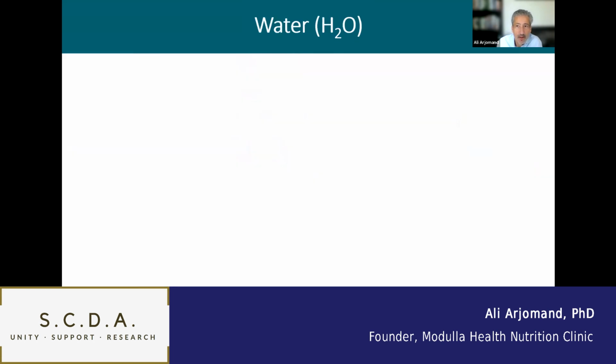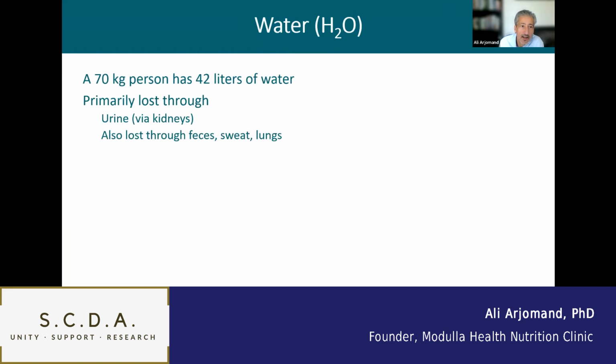So I thought that would be kind of a fun thing to present. So let's talk about water. Right now, we're talking about actual nutrients from the diet. A 70 kilogram person is mostly water, 42 liters of water, and it's primarily lost through the urine. The kidneys do all that work, but it's also lost through feces, also sweat, and actually quite a bit through the lungs, right? The breathing.